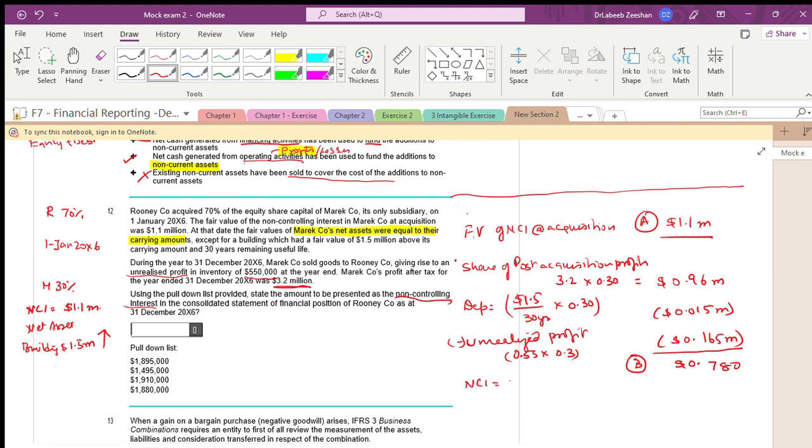NCI is equal to A plus B. A is 1.1 million. B is 0.78 million. It comes to 1.88 million.